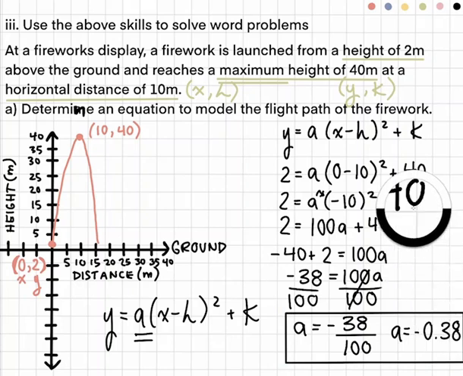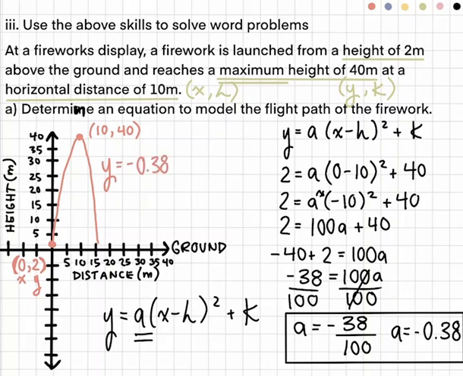So now that you know your a value, you can answer this question, which is determining an equation to model the flight path of this firework. Well, the flight path of this firework is y equals negative 0.38(x minus 10)² plus 40.